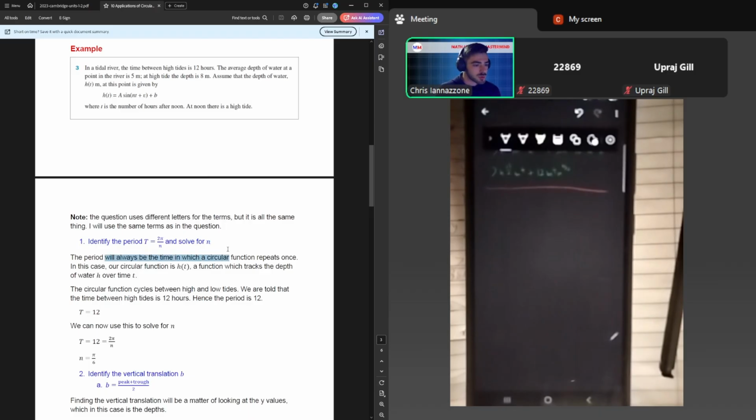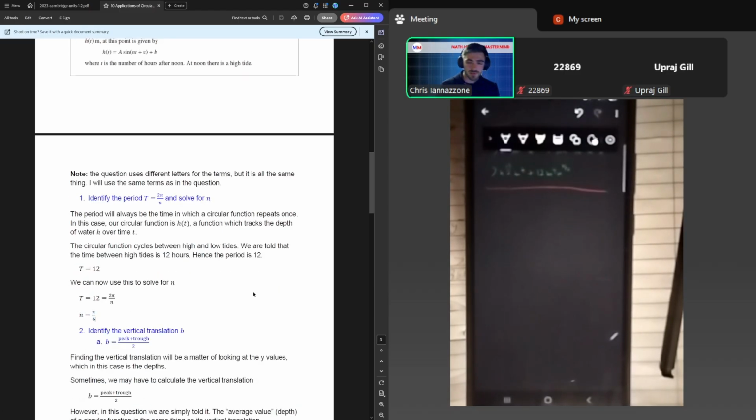The period will always be the time it takes the scenario to repeat once. That's what this statement here is all about. The time between high tides is 12 hours. So going from high tide to low tide back to high tide is 12 hours. That means the period is 12 hours. So capital T, the period, is going to be 12. Capital T is also 2 pi divided by n. So 12 equals 2 pi divided by n. Rearrange for n, that's one letter down.